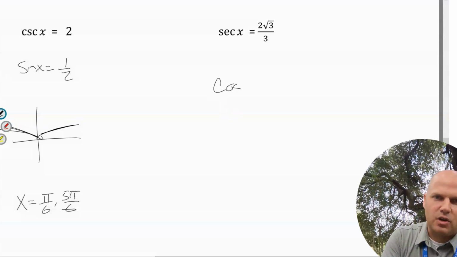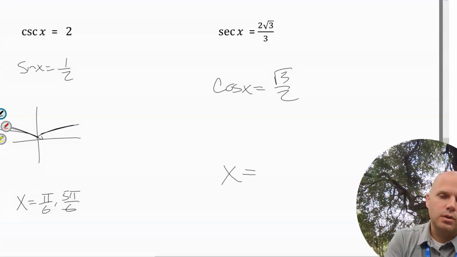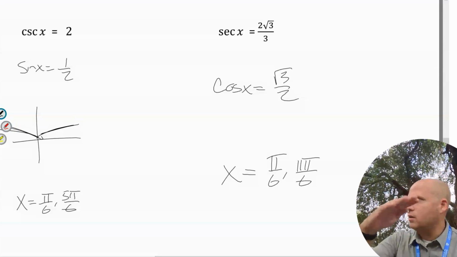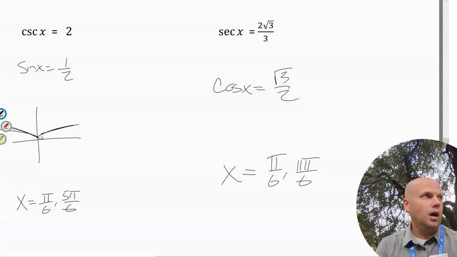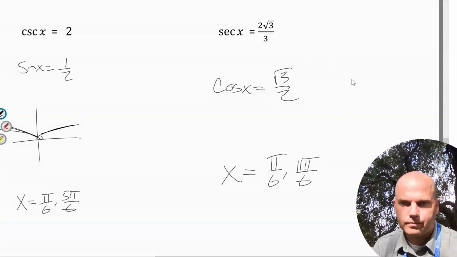This is the same as cosine equaling root 3 over 2. Cosine equals root 3 over 2. Figure it out at pi over 6 and 11 pi over 6. I'm thinking about the triangle, the adjacent side, and cosine being positive. Triangle is the pi over 6s. Cosine's positive in the first and the fourth quadrant.